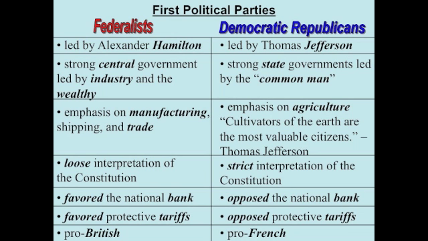The Federalist leader became Alexander Hamilton. They believed in a strong central government led by industry and the wealthy, with an emphasis on manufacturing and trade. Federalists also believed in a loose interpretation of the Constitution, favoring national banks and protective tariffs. They were also pro-British. On the other side, Thomas Jefferson led the Democratic Republicans. They believed in strong state governments led by the common man, with an emphasis on agriculture. They believed in a strict interpretation of the Constitution, opposed the national bank and protective tariffs, and were pro-French.